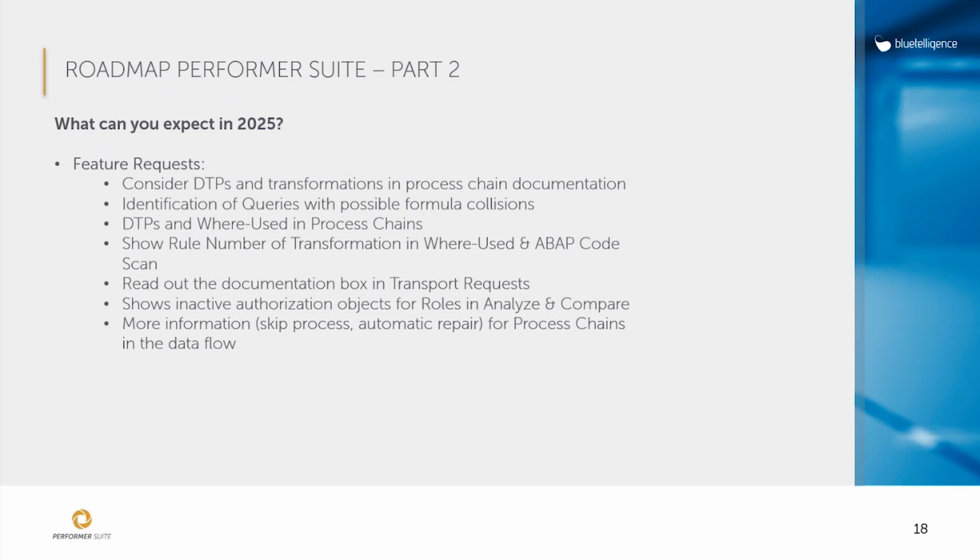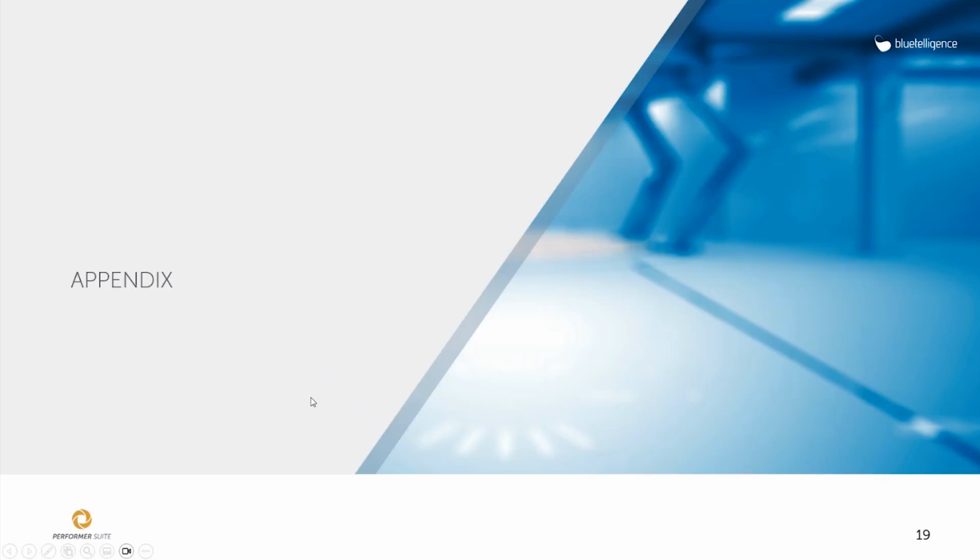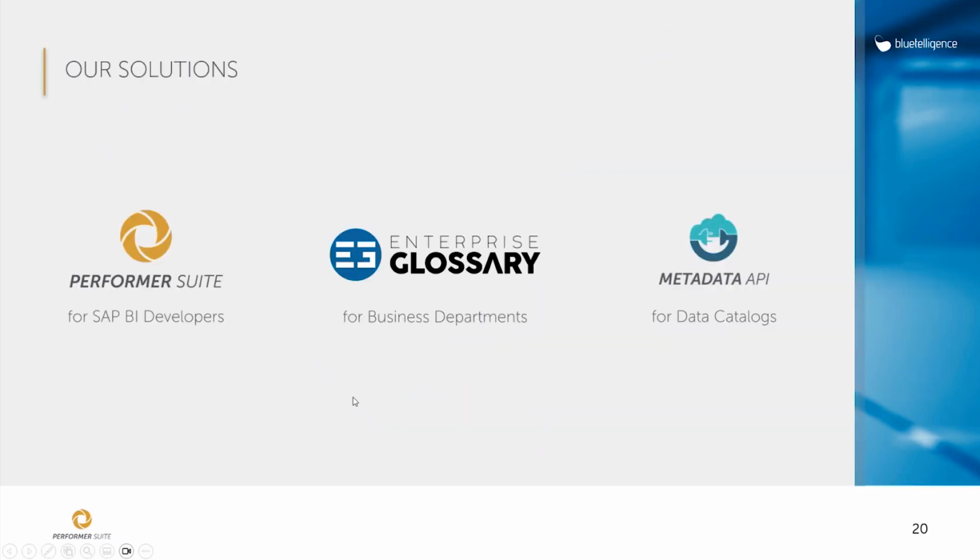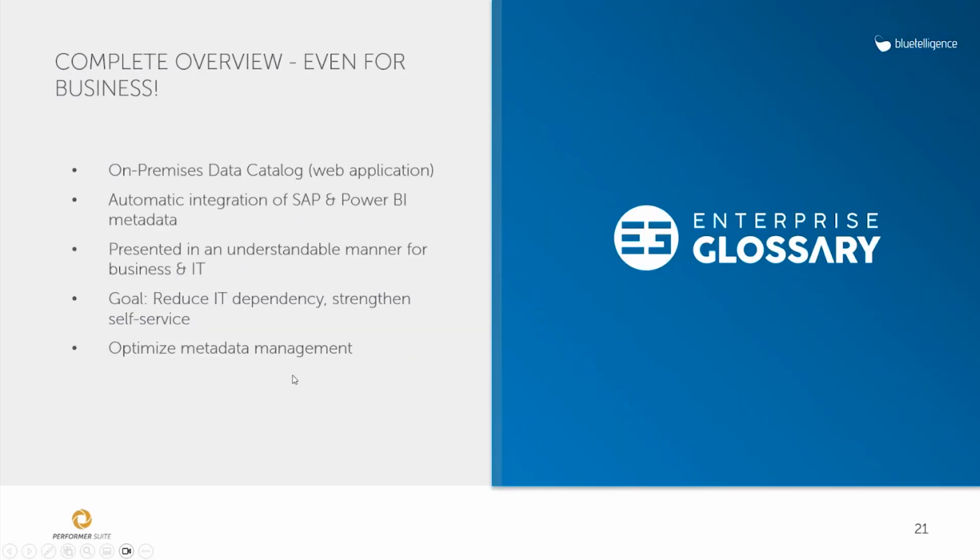Okay, so let's move on to the last topic I'd like to cover. As you surely know, we are not exclusively focused on optimizing the Performer suite. We also have two other tools with the Metadata API and our own data catalog solution, the Enterprise Glossary. We've been working intensively on the latter product in recent months, and the result is a version that provides business users with comprehensive SAP insights. A key highlight is that for the first time, we are extending our capabilities to include a connector for Power BI, so outside of the SAP ecosystem.